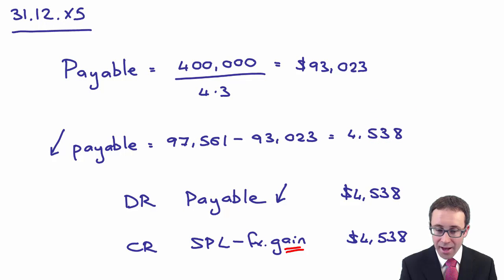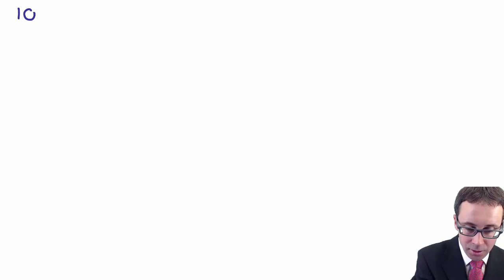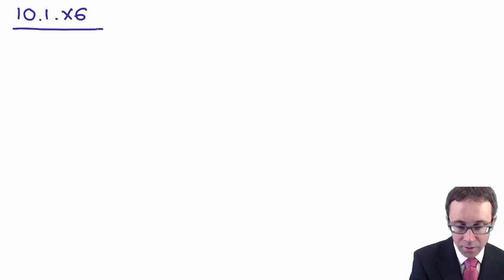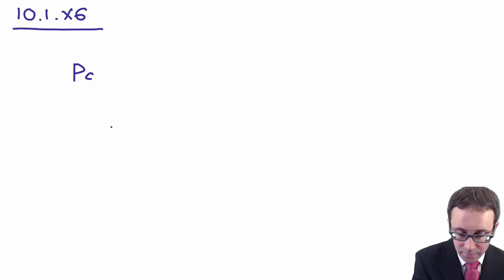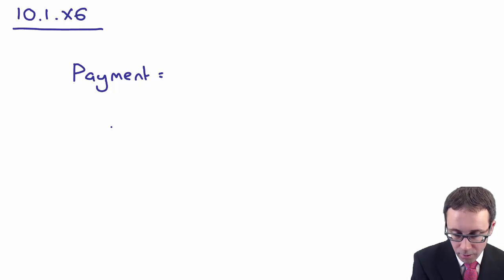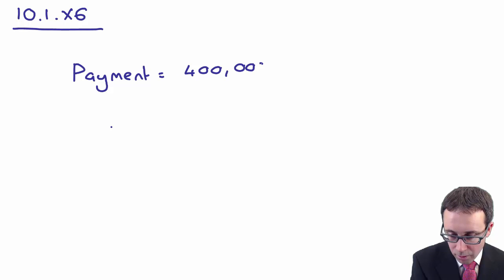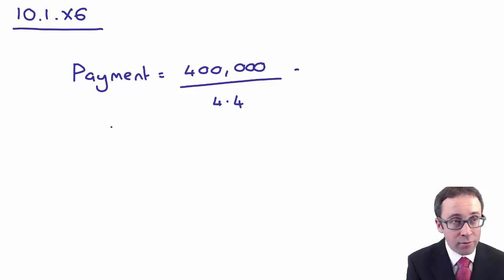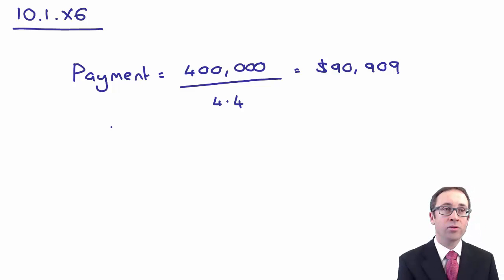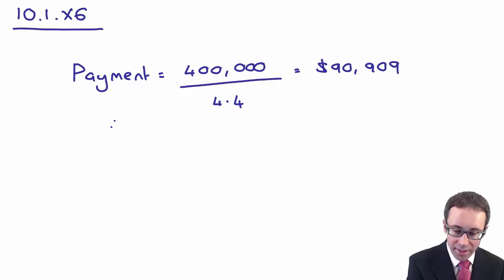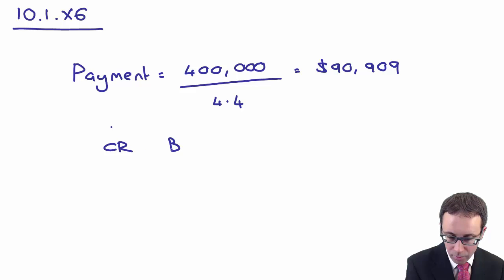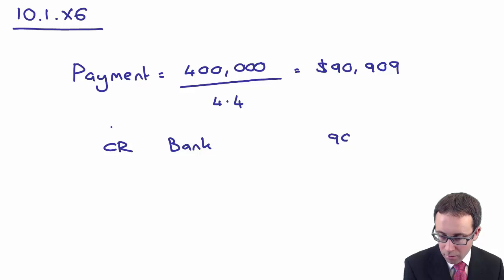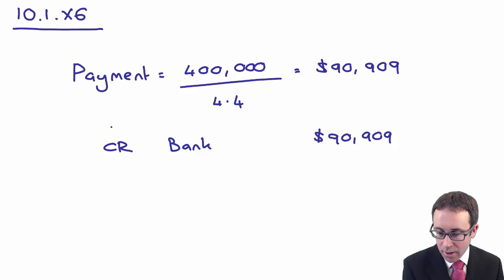So that's the 31st of December. We now have a payable, don't we, at 93023. We then just need to go through and look at what happens. I think it was on the 10th of January. Okay, that's when you make the payment. The payment is the 400,000. The rate that was in place on that payment date was 4.4. So I pay 90909? That's the payment that you would make, isn't it? So if that's the case, you credit the bank with the 90909.